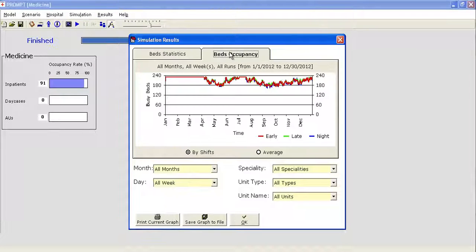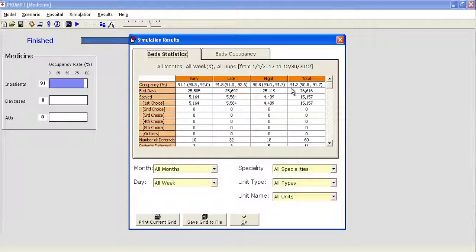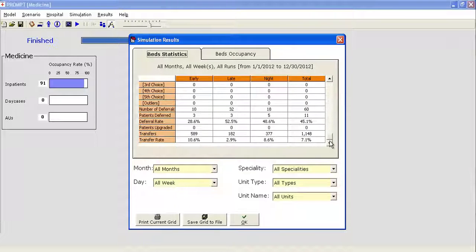Again, I look at my graph: even worse, flatlining for a long period of time, with fluctuations around the summer. My occupancy now overall is 91%. That masks, of course, a lot of variation by month. The bad news is that over 1,000 patients now could expect not to find a bed at any one time, or 7% of my total admissions into medicine have to be transferred or outliered.